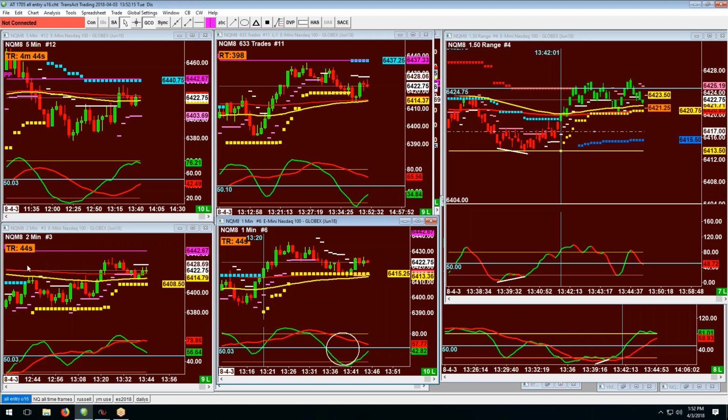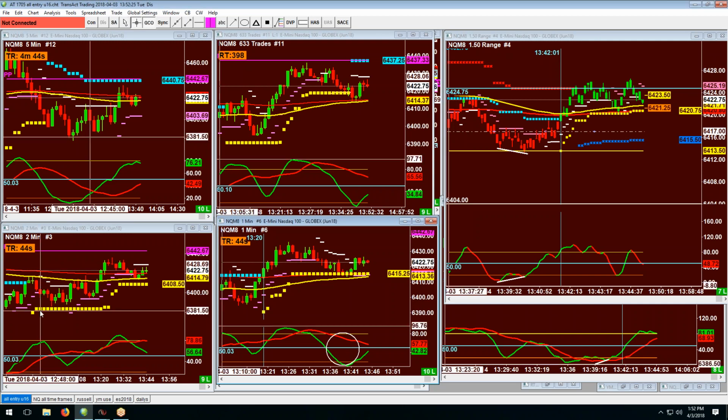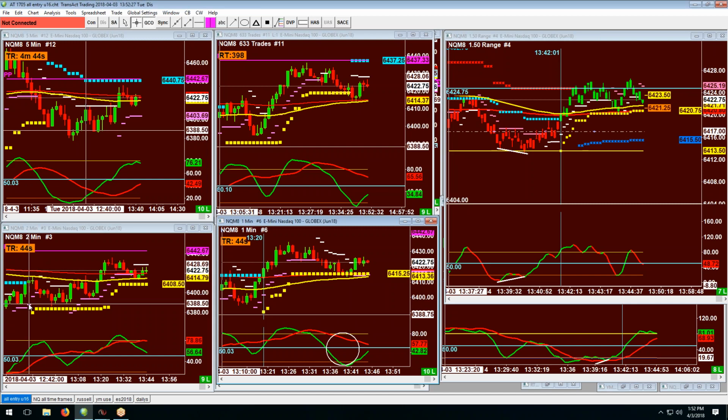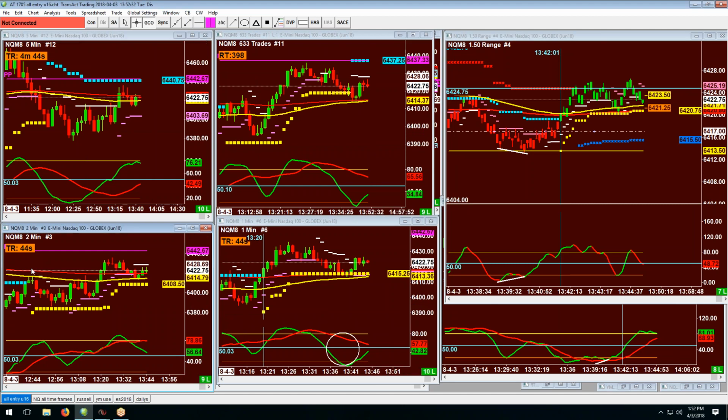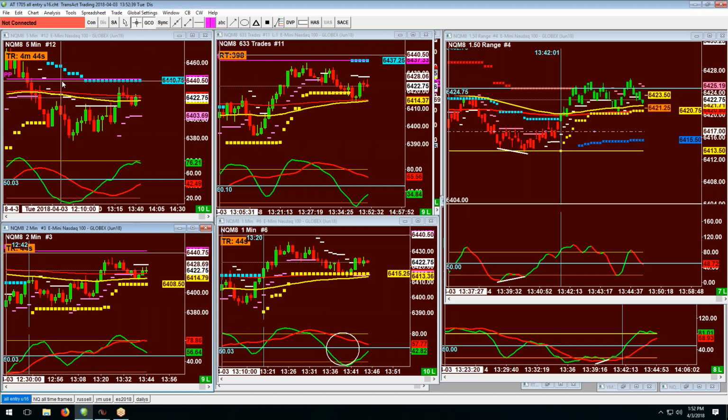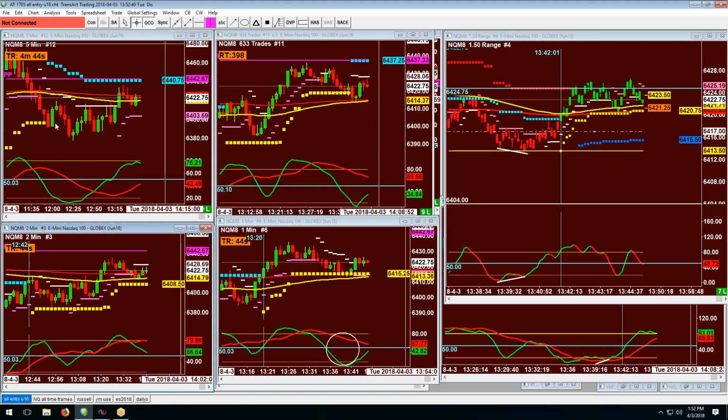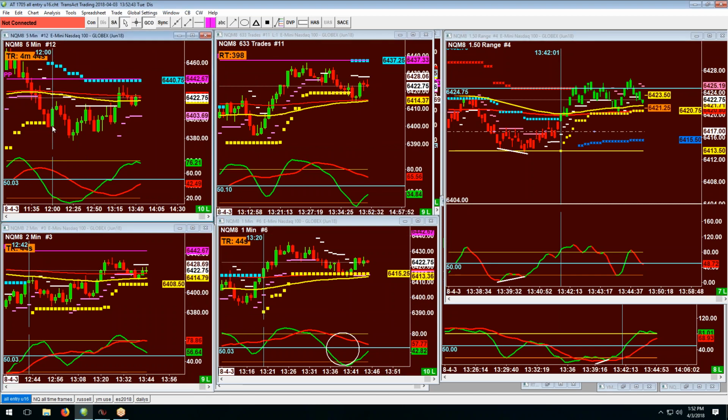So looking at the 2 minute here, you could see I'm getting a break here of the super trend on the 2 minute. Stochastic agrees, but it's right into that 90. So I'm going to pass on that. If you look on that 2 minute there, I'm just going to mark it so you can see right here when it's breaking the super trend. And where is it? Over here on the 5 minute. 5 minute is over here.